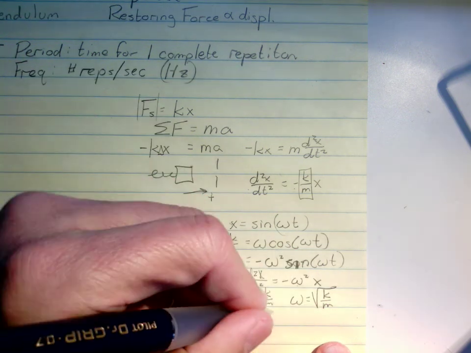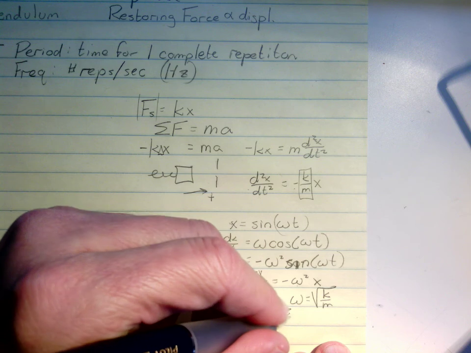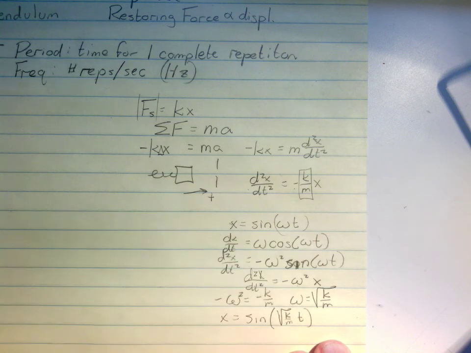Okay, I'll just write that. Square root of k over m times t. Okay, so we've got an expression. Now we can say this is the function that this spring and mass follows.